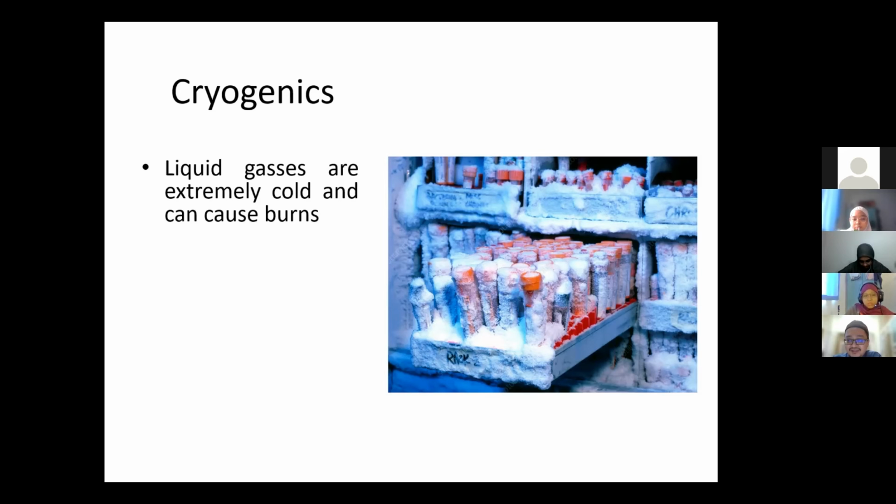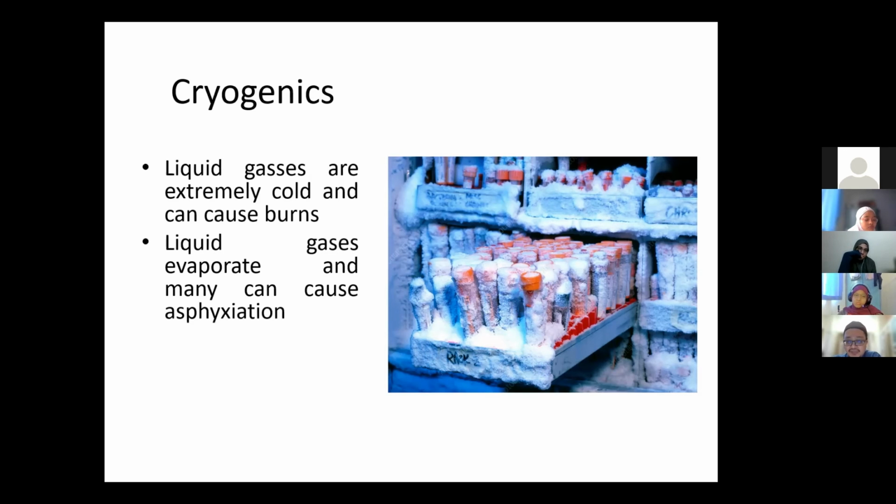The point here is that there are samples that will be kept under cryogenic. We use cryogenic, we need to use liquid gases. They are extremely cold. This is extremely cold, you know. When you touch them, you can get burned, so you need to wear gloves. Otherwise, you get burned because of the cold. Liquid gases evaporate and many can cause asphyxiation.